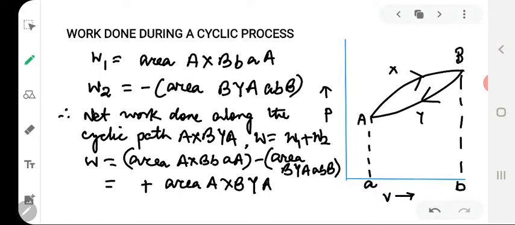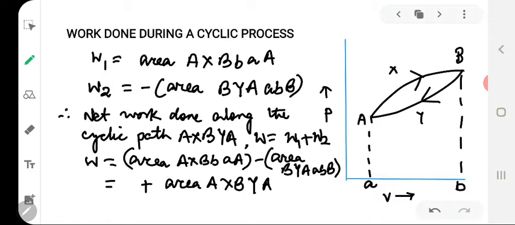Thus, net amount of work done along a cyclic path is numerically equal to the area of the cyclic path. As you can see in the figure, this area comes out to be positive. Net work will be done by the system. And it may be noted that the cyclic path has been traced in clockwise direction, and expansion curve AXB lies above the compression curve BYA.